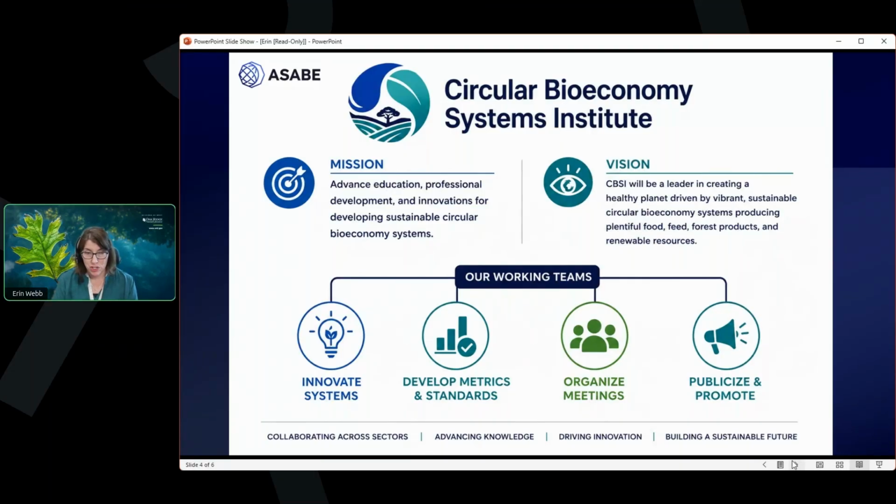One is on innovation, second on developing metrics and standards, third on organizing meetings, and the fourth to publicize and promote. Now, primarily, these are ASABE members, but we also invite non-members to be a part of CBSI. And we have a number of non-members who are part of CBSI and lead some of these working teams. So we're really excited to have collaboration already within the Institute. You can go to the next slide, please.